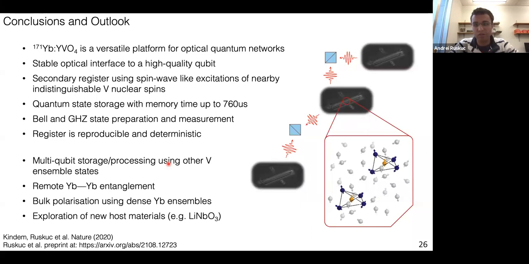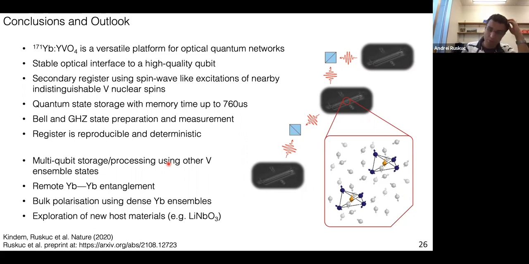spin wave-like excitations of these nearby vanadium ions, with quantum storage with memory times of up to about 760 microseconds. In addition to that, we've demonstrated that we can prepare and measure both Bell states using this single excitation manifold and also these GHZ type states. And also this register is reproducible and deterministic across multiple ytterbium atoms that we've measured.